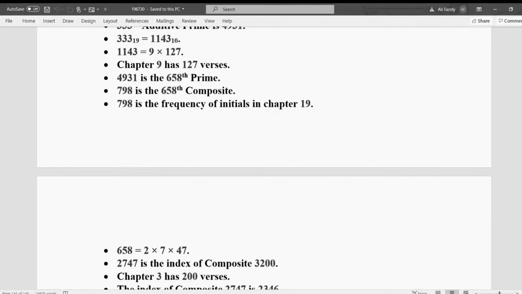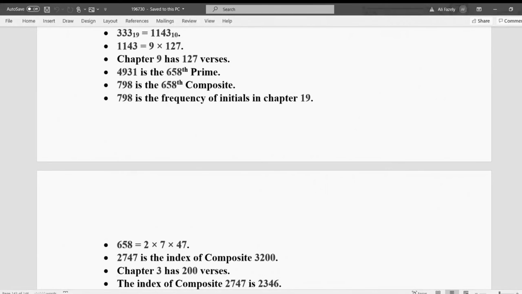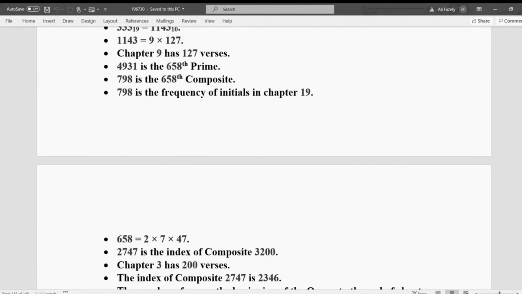Okay, and then you see the similarity between chapter 3 and chapter 19. Okay, so 2747, as I said, is the index of composite 3200, and chapter 3 is called Amramites. The Amramites has 200 verses. Okay, we've known about this before. I'm just going to remind you so you can see.